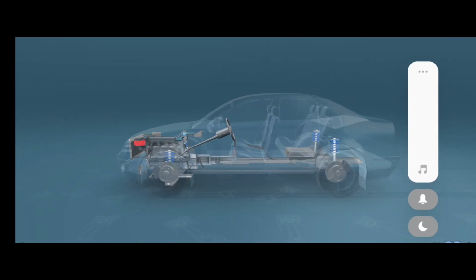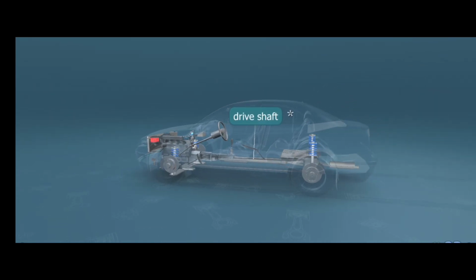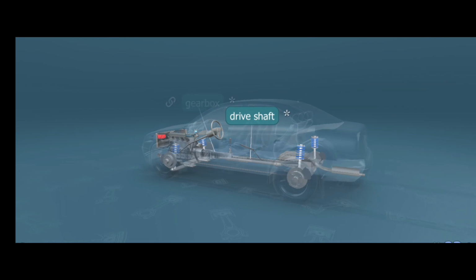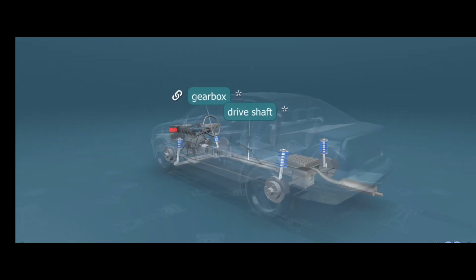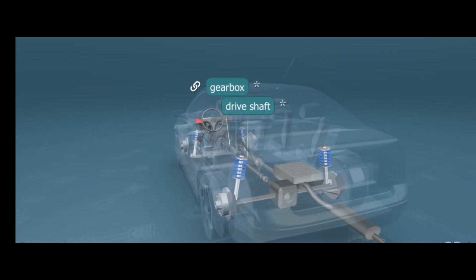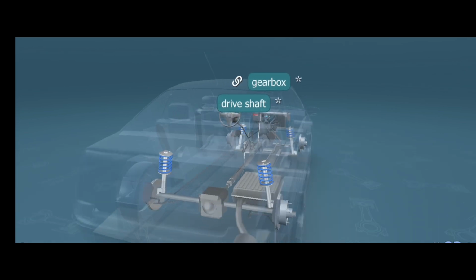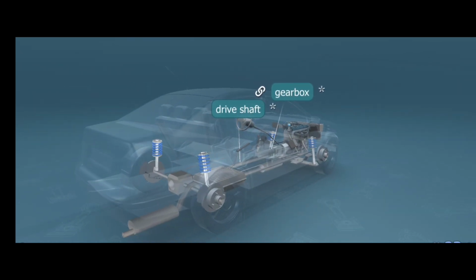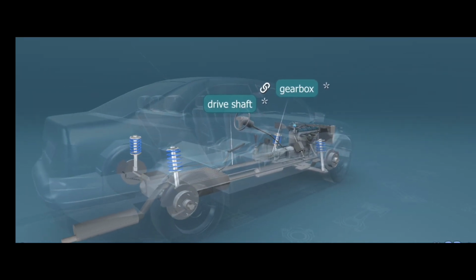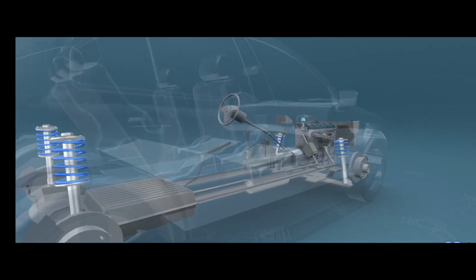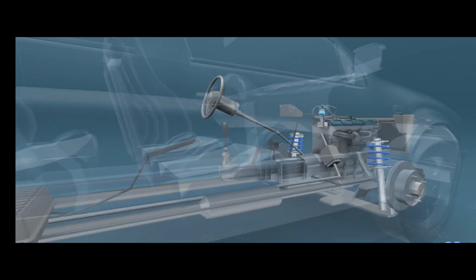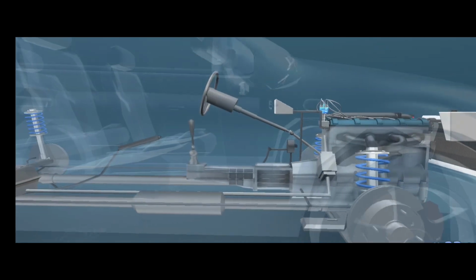The rotating motion of an engine's crankshaft is transmitted to the wheels by the drive shaft. The gearbox changes the number of rotations of the driven wheels during one turn of the crankshaft. In low gear, the output of the engine is high, but the speed is low. In high gear, the car is faster and uses less fuel, but accelerates more slowly.